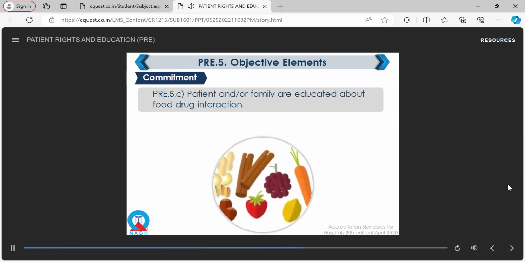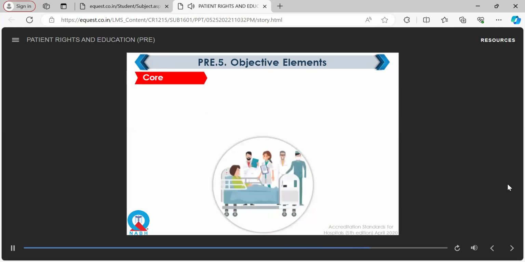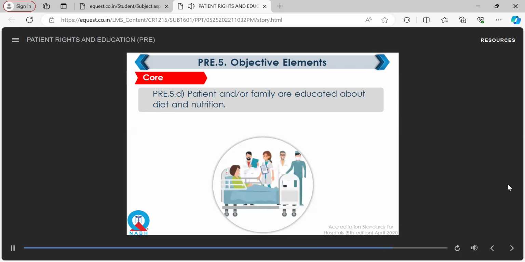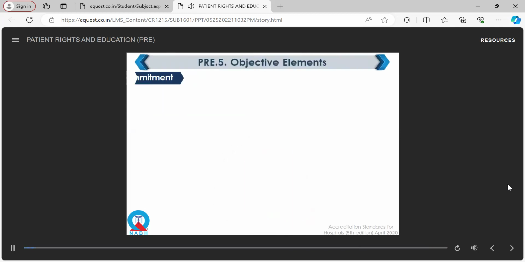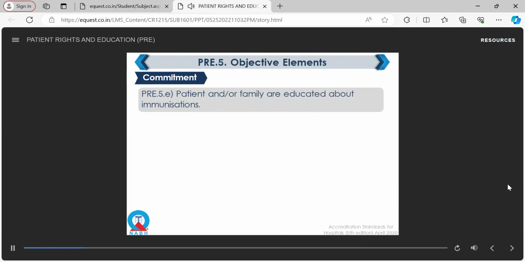The third element is a commitment that patient and/or family are educated about food-drug interaction. The next objective element is also a commitment that patient and/or family are educated about diet and nutrition. As per the next objective element, which is a commitment, patient and/or family are educated about immunizations. The next objective element is a commitment that patient and/or family are educated on various pain management techniques when appropriate.